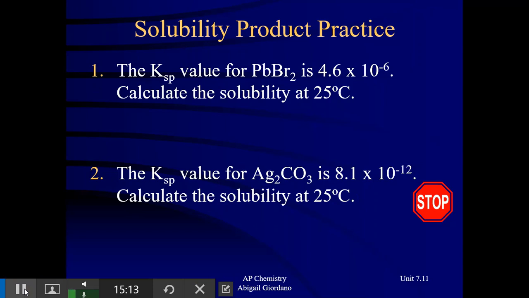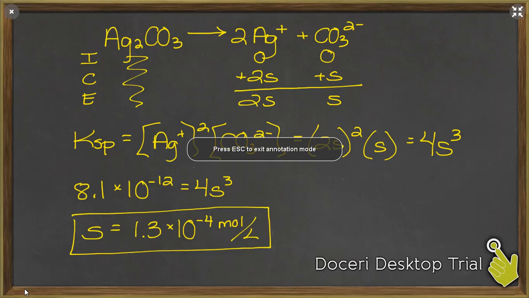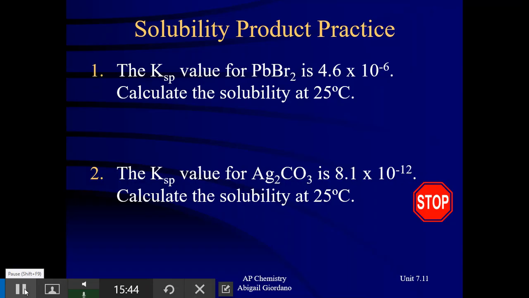Okay, let's check your answer to this second question. So I set up my ice table, I set up my KSP expression, solved for S, and I get 1.3 times 10 to the negative fourth moles per liter. Okay, so these problems are really not that challenging. It's just in a different context, so it can seem a little unfamiliar. So these would likely be in free response. So what would a multiple choice question look like?